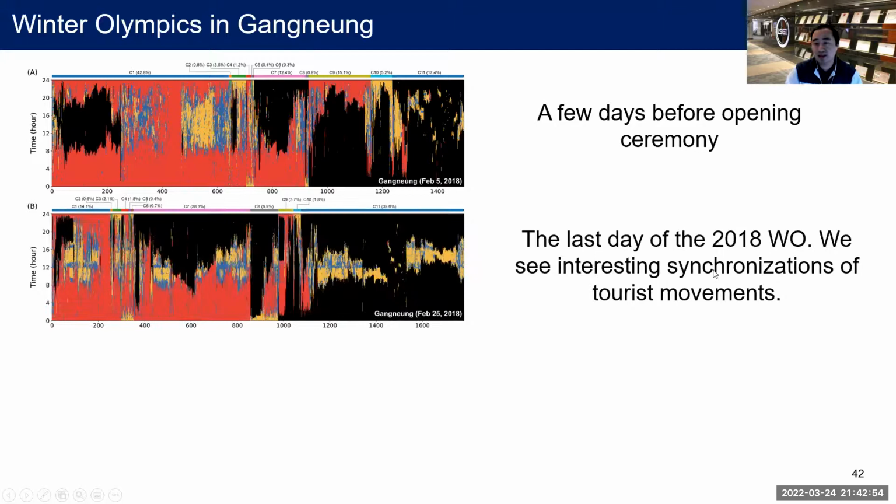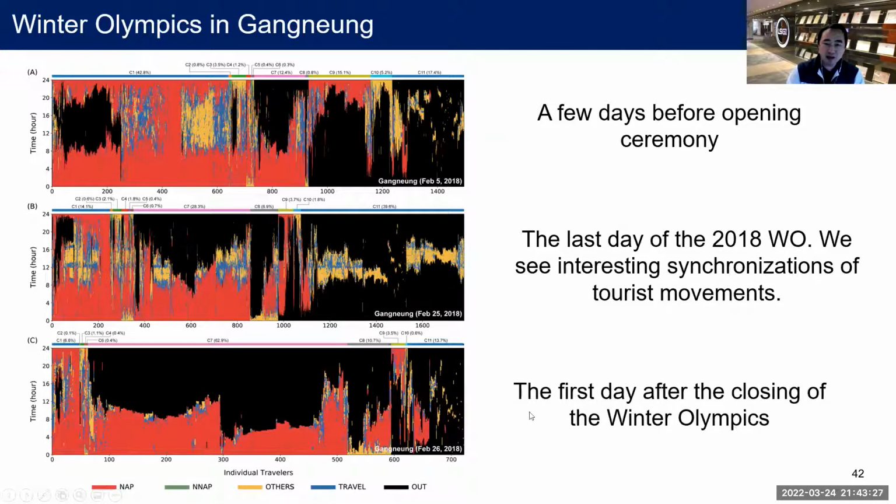And this is the last day of the Winter Olympics in the city of Gangneung. There are many ice events in the city. We observe synchronized movements, okay? The blue bands mean that at those periods, like 8, 12, 16, many people start to move at the same time. By checking with the calendar, we find that in between, there are very important ice events in different sports arenas. So people, after finishing one activity, go to another arena, which shows this kind of synchronized movement.